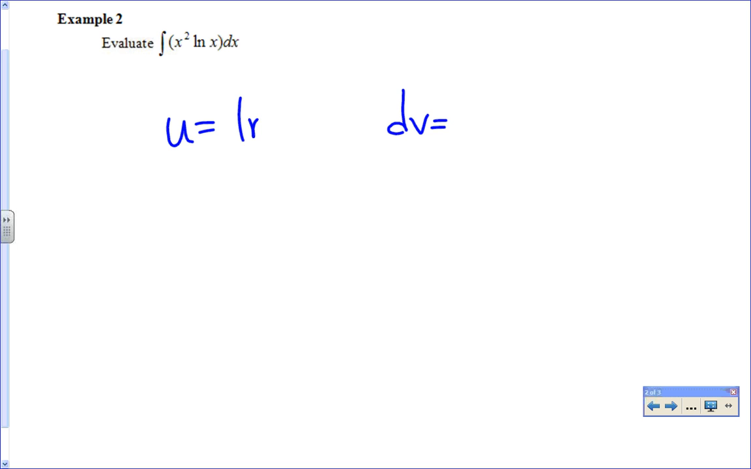So let's put natural log of x over here, and let's put x squared dx over here. And you know what? It might be wrong. But we're going to give it a shot and see what happens.